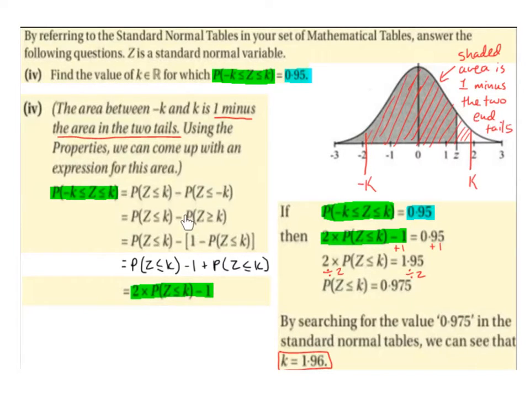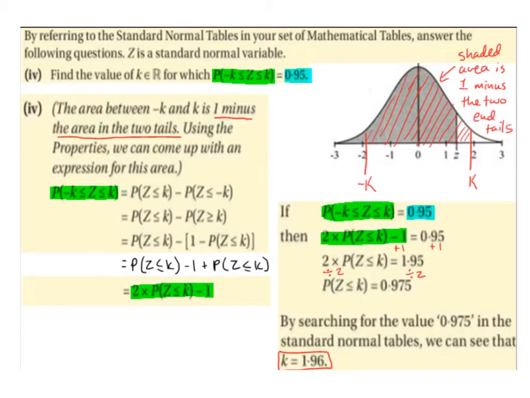So the probability that Z is greater or equal to k is this small little end tail. And that's the same thing as getting the entire area, which is 1, and subtracting the probability that Z is less than or equal to k. So subtracting all of this from 1 will leave us with this. So this is equal to this, which is equal to this. Then minus times 1 is minus 1, and a minus times a minus is plus. So we get plus the probability that Z is less than or equal to k.